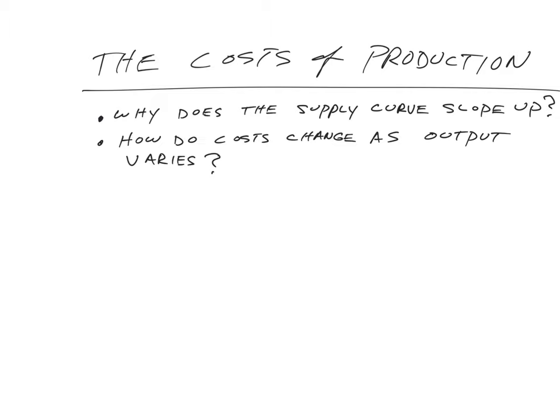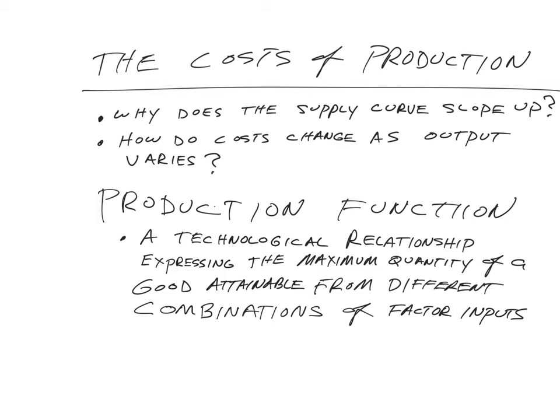What we're basically going to look at is, why does the supply curve slope up? Why does it? Well, we're going to look at that in a little bit different way. And how do the costs change as output varies? Okay, well, to help us answer these questions, we're going to use something called the production function. A production function is a technological relationship expressing the maximum quantity of a good attainable from different combinations of factor inputs. Okay, so it's the maximum you can produce from various combinations.